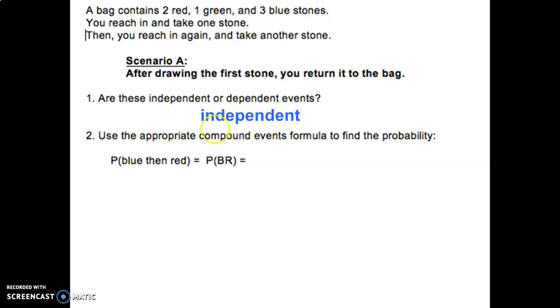Hopefully you answered independent, because since you have drawn a stone but then put it right back again, your probability in that second draw has not changed at all because you're resetting the bag by putting the first stone back in. So the probabilities remain exactly as they were in the beginning. That's independent. So now we're going to use the independent formula, and we're going to find out what is the probability of having a blue stone, looking at it, putting it back in the bag, and then drawing a red stone.